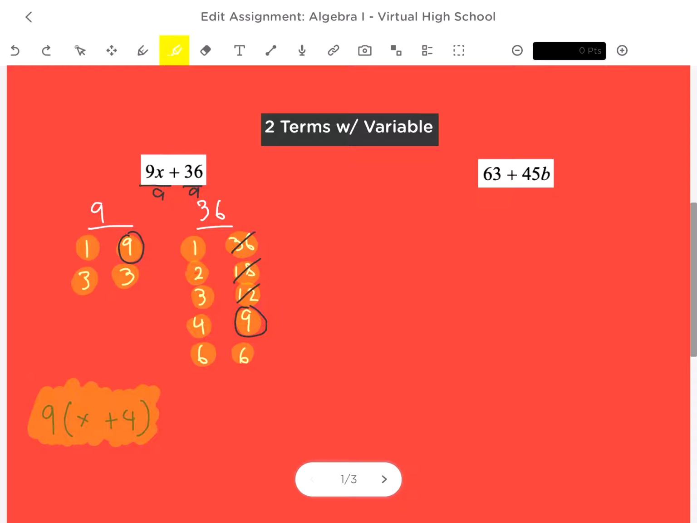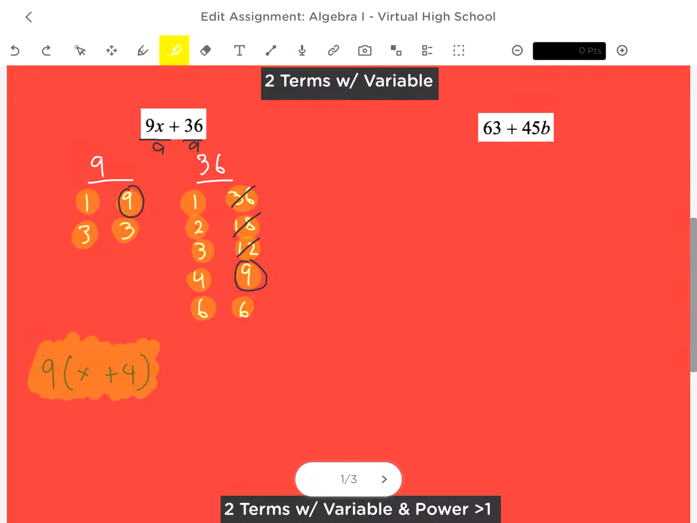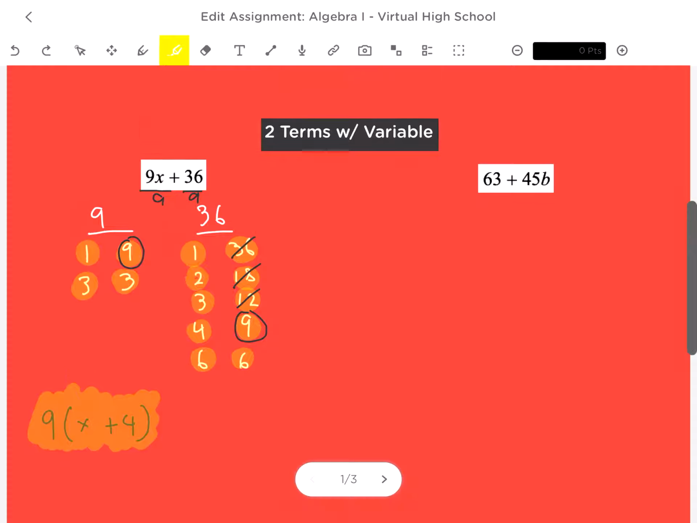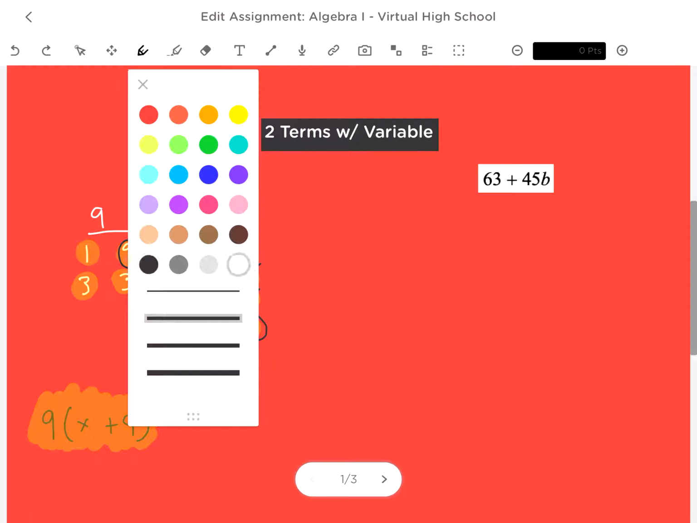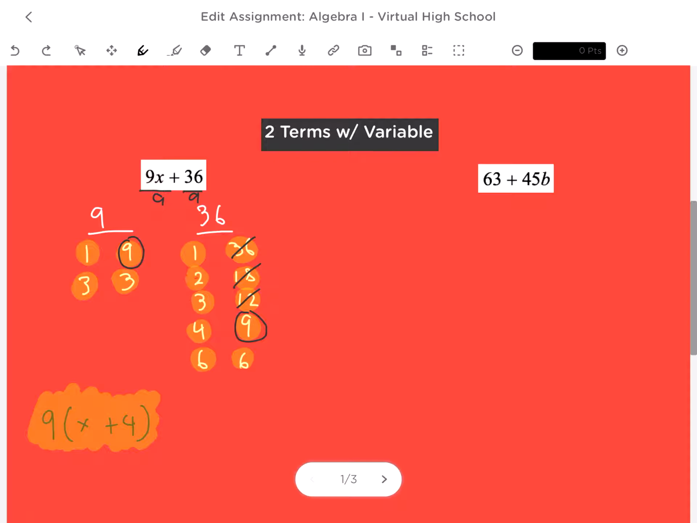I'm going to let you guys do the second one. Okay, so let's see what we got here. So 63 and 45.